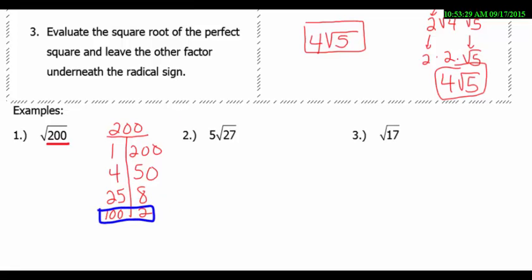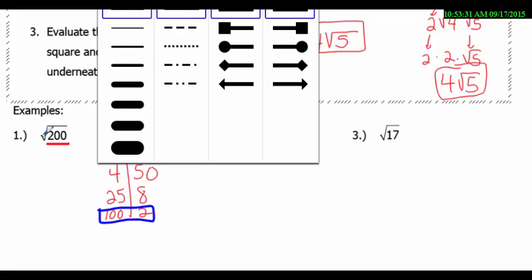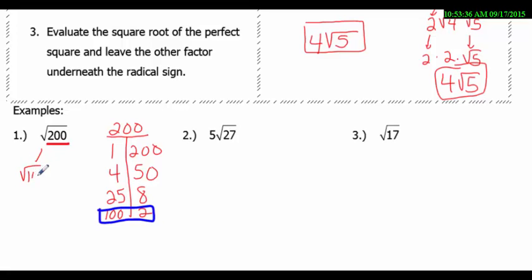And so what we're going to say is that radical 200 is equal to radical 100 times radical 2. And so we end up getting 10 radical 2 as our final answer.